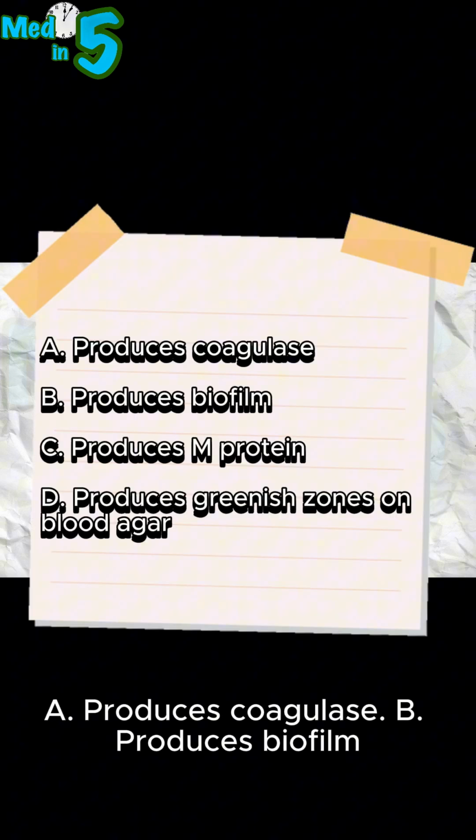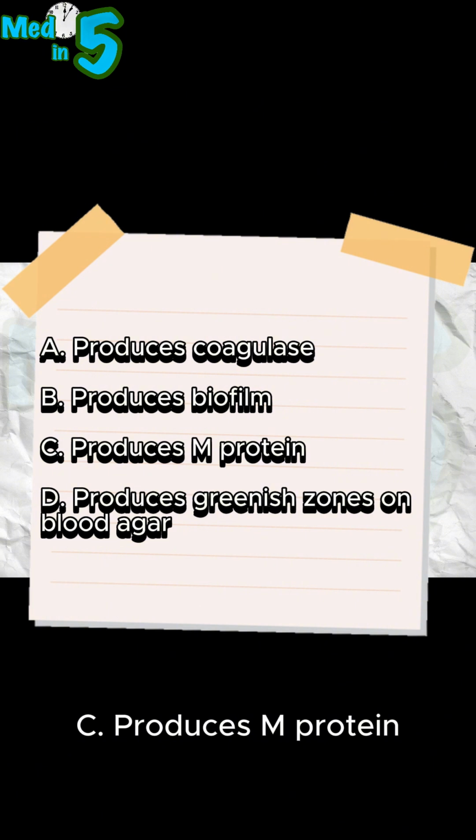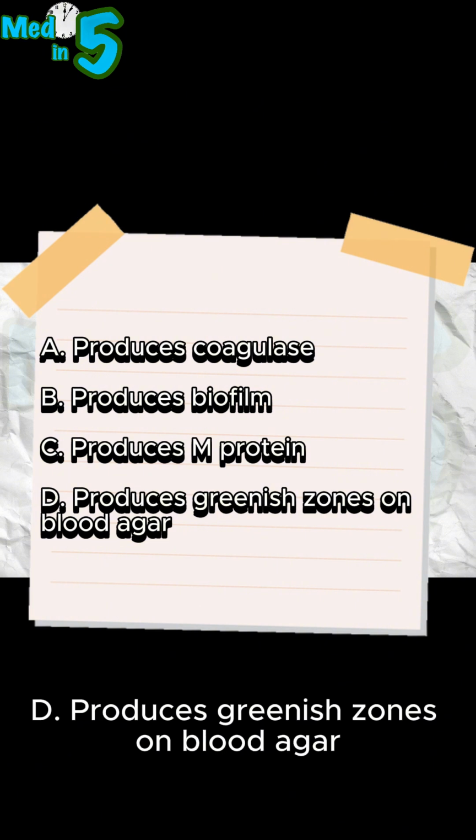A. Produces coagulase. B. Produces biofilm. C. Produces M protein. D. Produces greenish zones on blood agar.